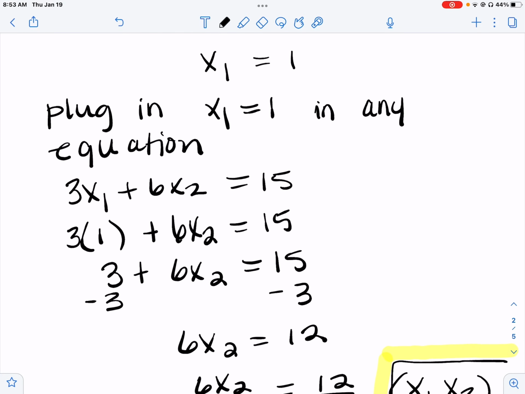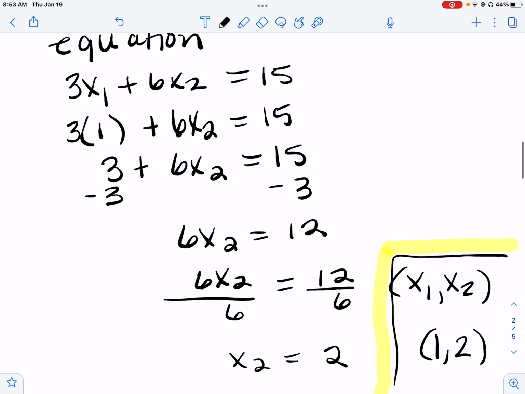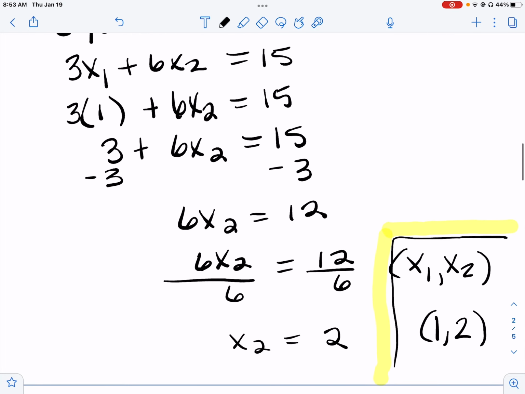Now plug in x1 equals 1 in any equation. I suggest rewriting that equation. So we get 3x1 plus 6x2 equals 15. We're replacing x1 with 1. So 3 times 1 is 3. Subtract 3 on both sides. 6x2 equals 12. Divide by 6, x2 equals 2.